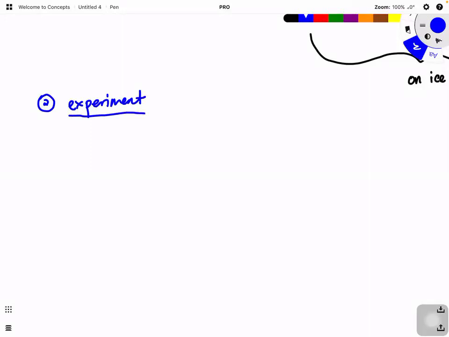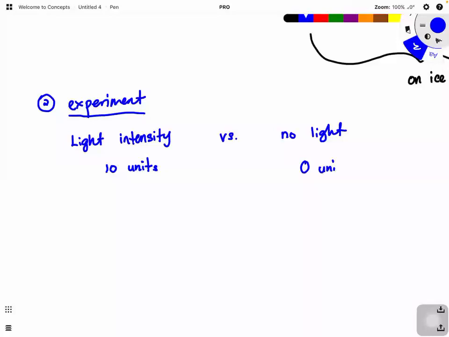Okay, so today, very simple. We just want to know the rate of reaction for one light intensity. So let's say we set the light intensity, for example, at 10 units light intensity versus no light. No light means 0 units, so 0 units will be our control. Clear enough? No light compared to the light intensity here.